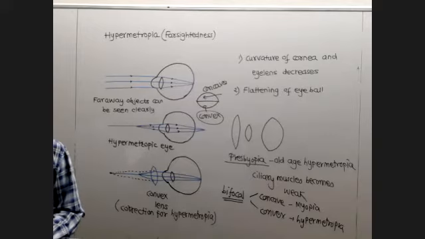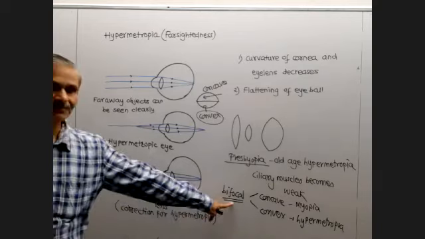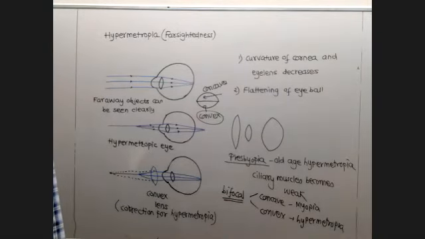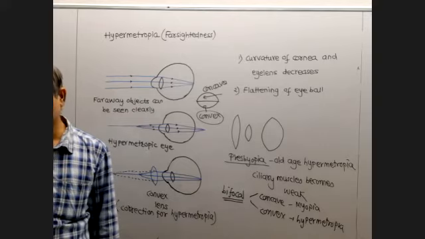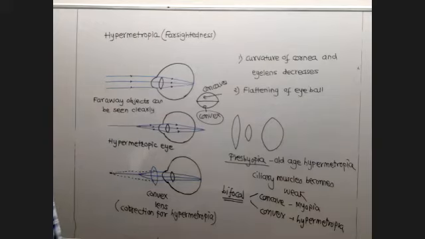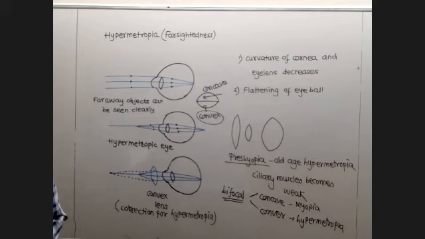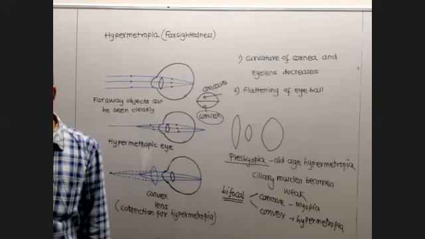Next point, then the person needs bifocal lens, in which the upper part is concave to correct myopia, and the lower part is convex to correct hypermetropia.